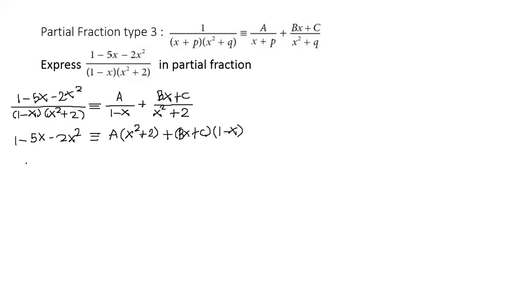Now I'm going to find a first. If x equals 1, according to this expression, it becomes negative 6 on the left side. On the right side, 1 minus 1 is 0, and 1 squared plus 2 is 3, so 3a.